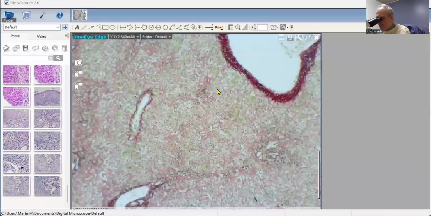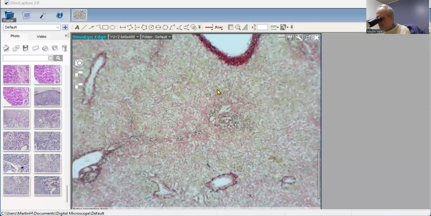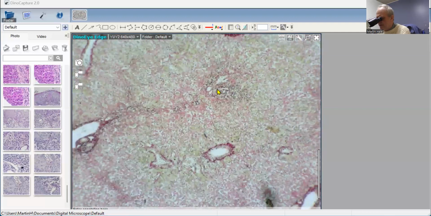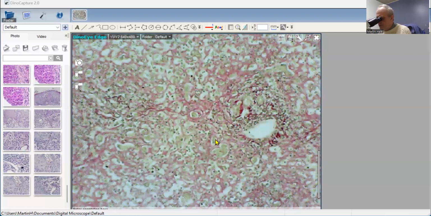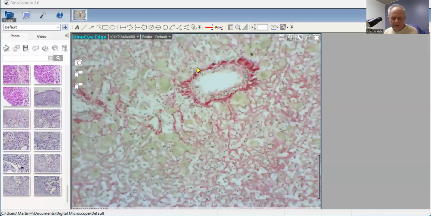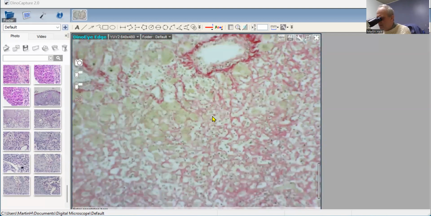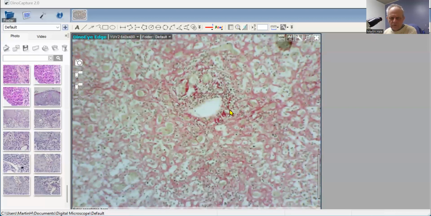So often what happens with hepatitis A infection, and this is a fairly good area here, you can see that's a central vein there. This is a portal tract here. And what we've got is you can see that you've got hepatocytes that are surviving in the central lobular region, and they are dying or have died in zone 1 around the portal tract.